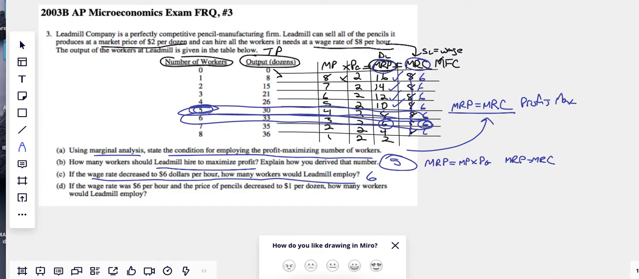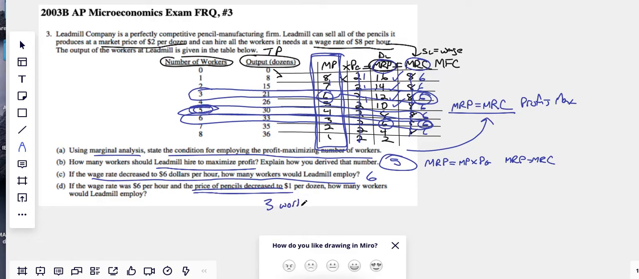If the wage rate was six, which it is now, and the price of pencils goes down to one, so all of that becomes one, which means really we're just looking at our marginal product here. This marginal product would become our marginal revenue product. I could have done the math here and just made this all one and changed the numbers. It would have still been the same numbers. So your marginal product is your marginal revenue product in this instance. And we would hire three workers. So when the price of pencils goes down, we hire three workers.